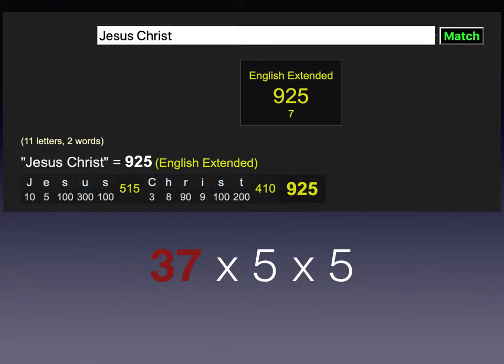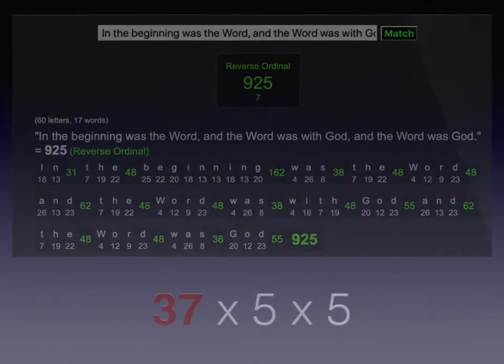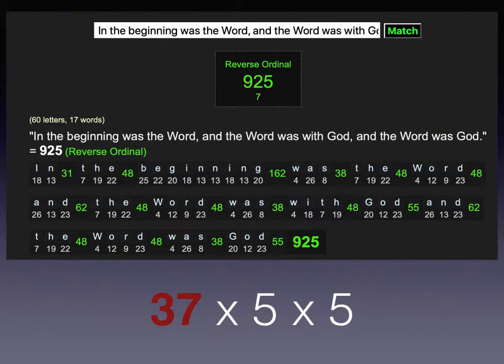But let's look at this number 925. I'm going to show you where it shows up again. In John 1:1, the Bible says, "In the beginning was the Word, and the Word was with God, and the Word was God." Now, this is just regular English reversed. That just means that Z has a value of 1 and A has a value of 26.